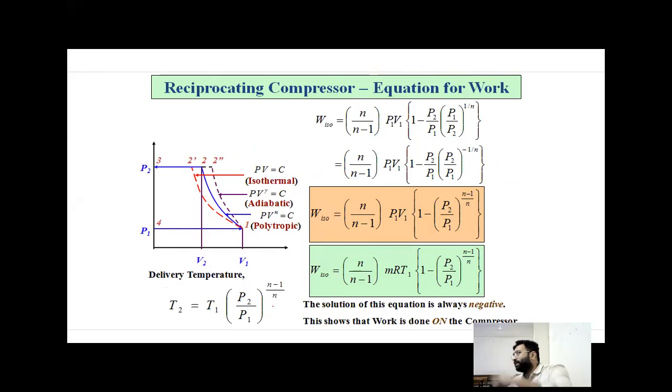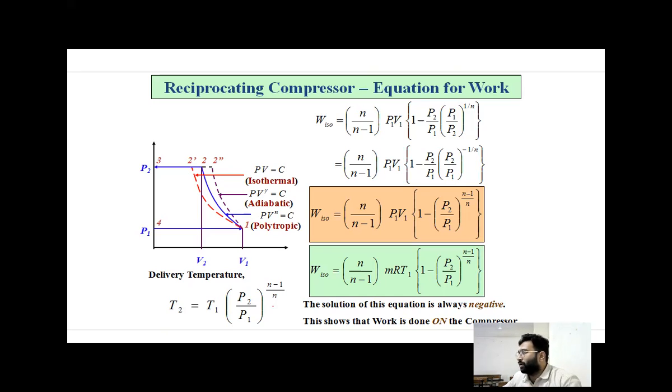Because the work is negative, we have already assumed that work is negative. If you calculate by this formula, you will get a negative value. If you calculate by our formula, you will get a positive value. So don't get confused. In books, you may find this formula. What I referred from this Rajput book, our formula is similar to the Rajput book. So our formula will always give you positive work.